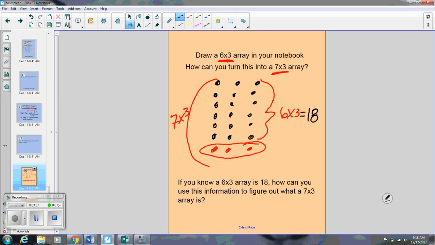You can look at 6 groups of 3, and then add 3 more. I'm going to add one more group of 3 to my 18. So count on with me. 18, 19, 20, 21. There's my one group of 3. So now I have 7 groups of 3. What is 7 times 3? 21.